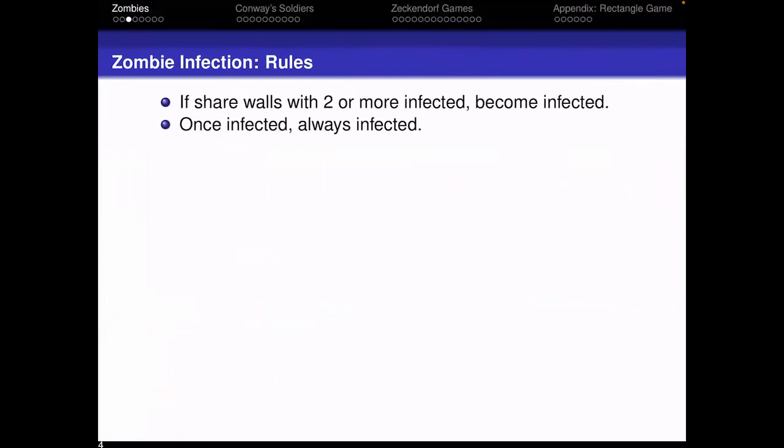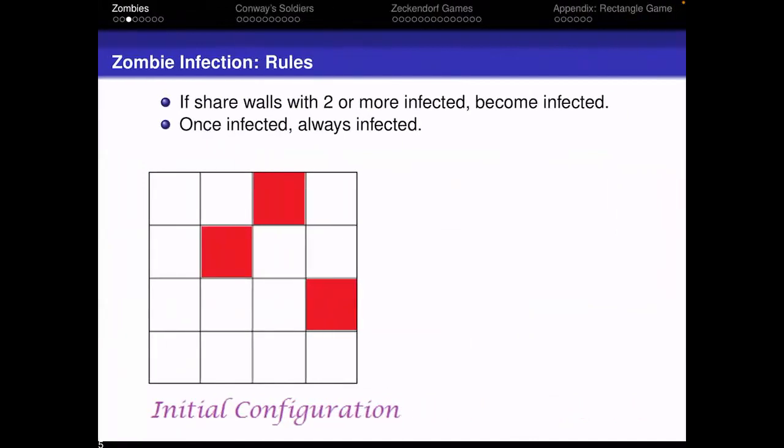All right, so I want to just briefly describe the zombie game, and I'll describe the rules. If you share 2 walls with somebody who's infected, you become infected. And once you are infected, you're infected forever. So I love to have lots of participation. If I give you a configuration like this, we'll call the bottom row 1, row 2, row 3, row 4. Who gets infected next?